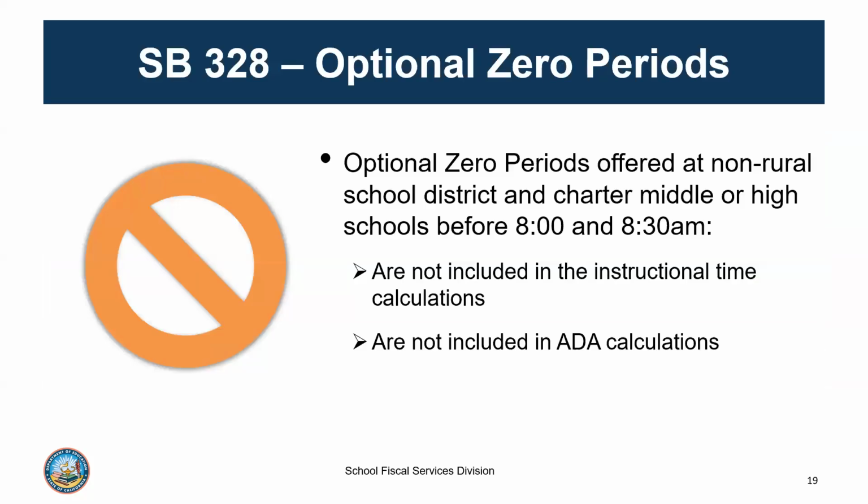As mentioned briefly on the previous slide, instructional time and attendance credit cannot be claimed for apportionment for instruction offered before the newly established start time. In practical terms, this means that optional zero periods offered at non-rural school district and charter middle or high schools before 8 o'clock and 8:30 a.m. are not included in the instructional time calculations and are not included in ADA calculations.